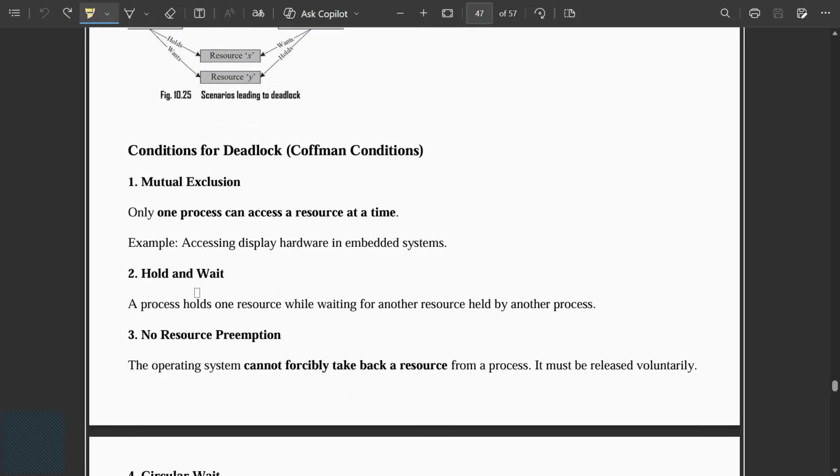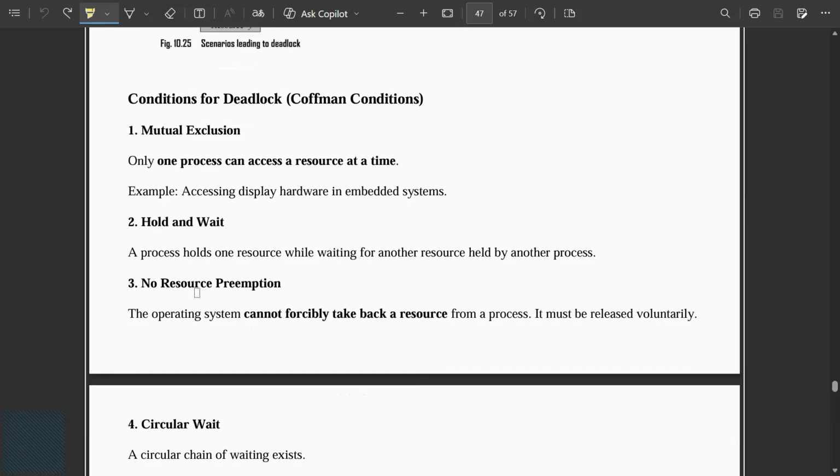The conditions for deadlock are, first, mutual exclusion: only one process can access a resource at a time. Second, hold and wait: a process holds one resource while waiting for another resource. Third, no resource preemption.